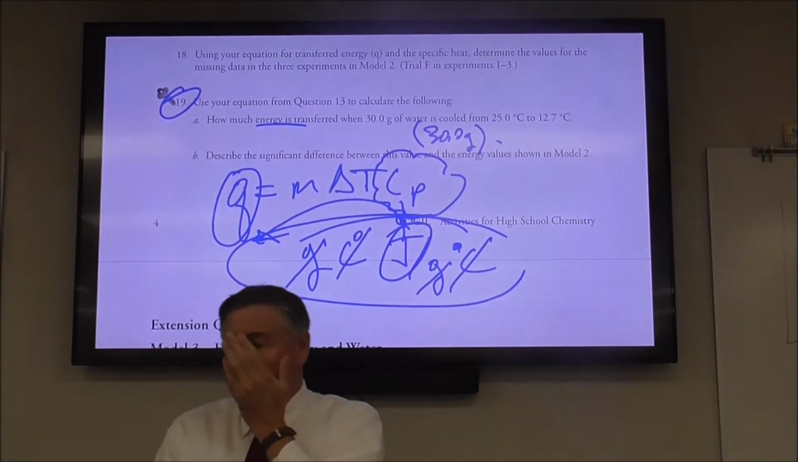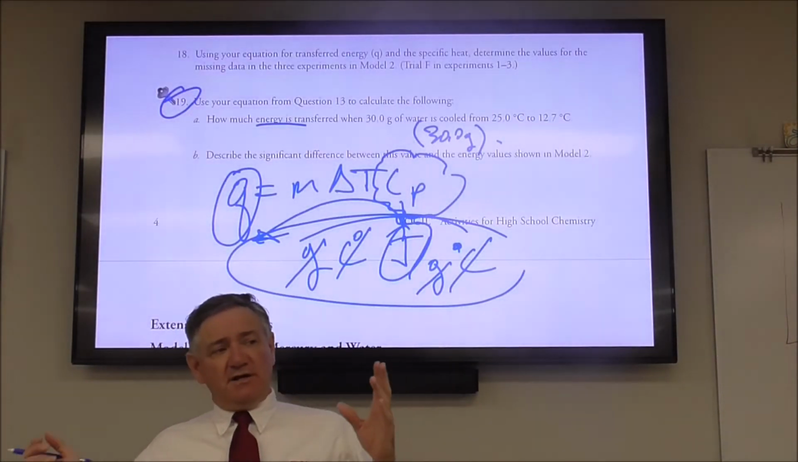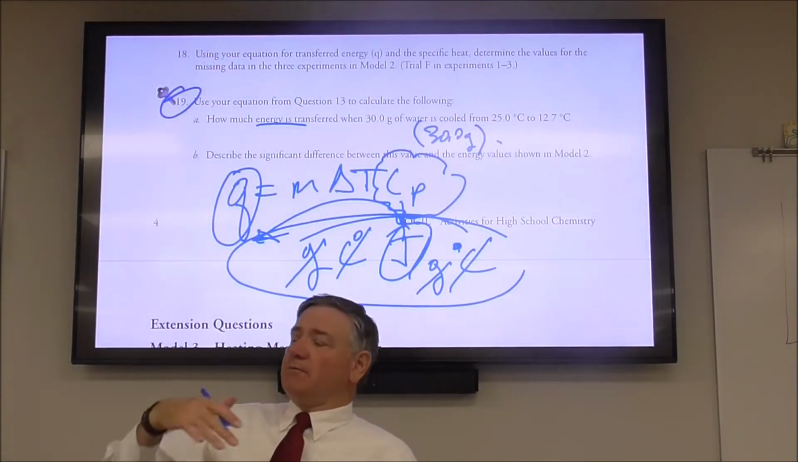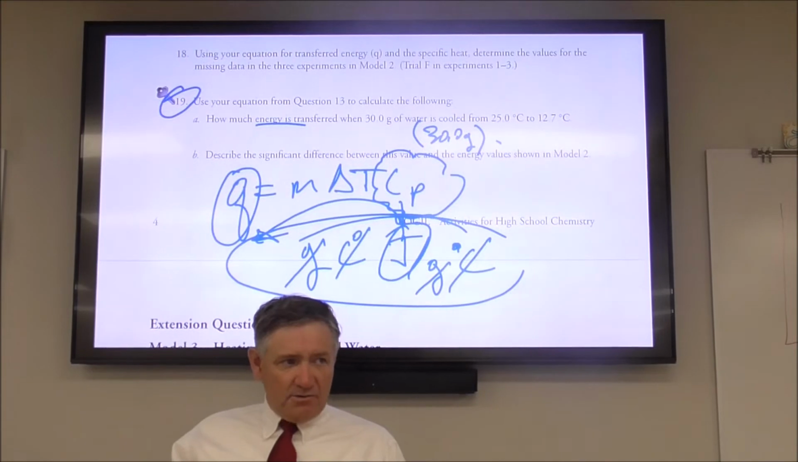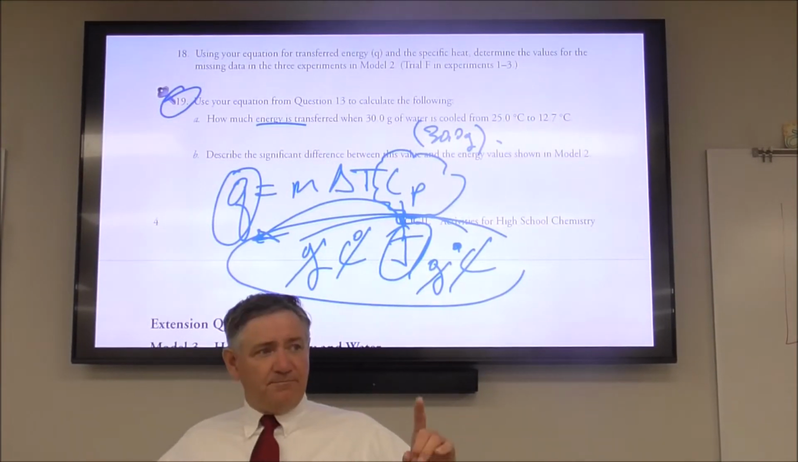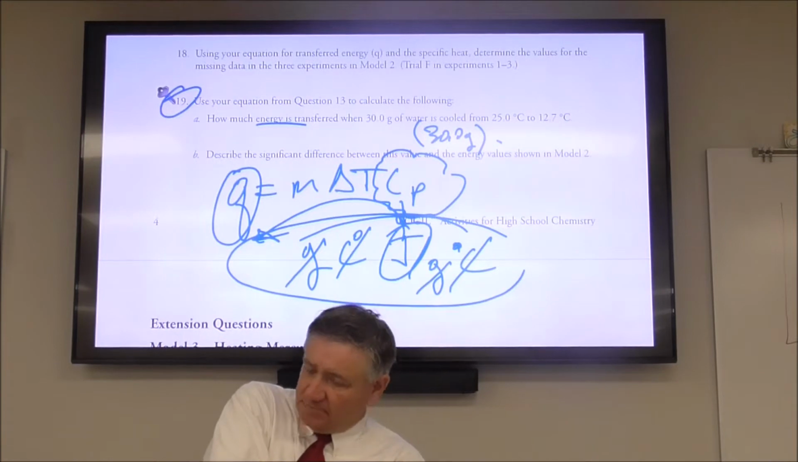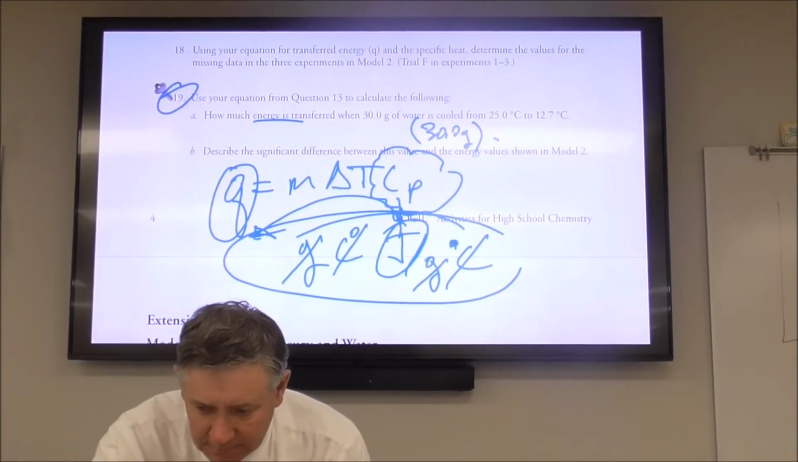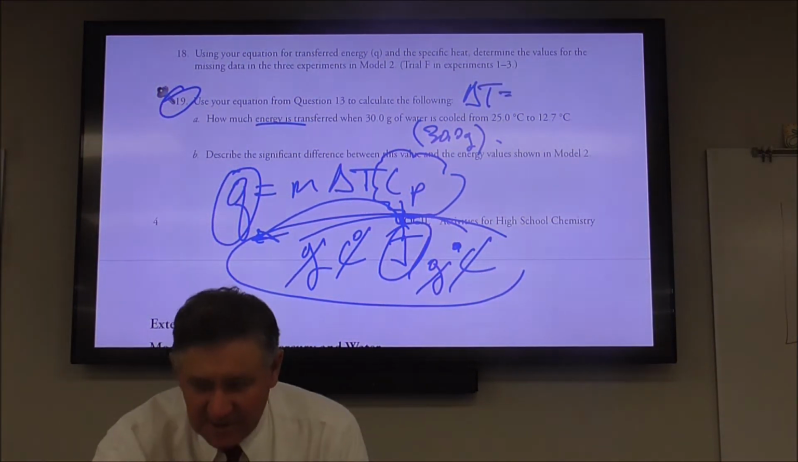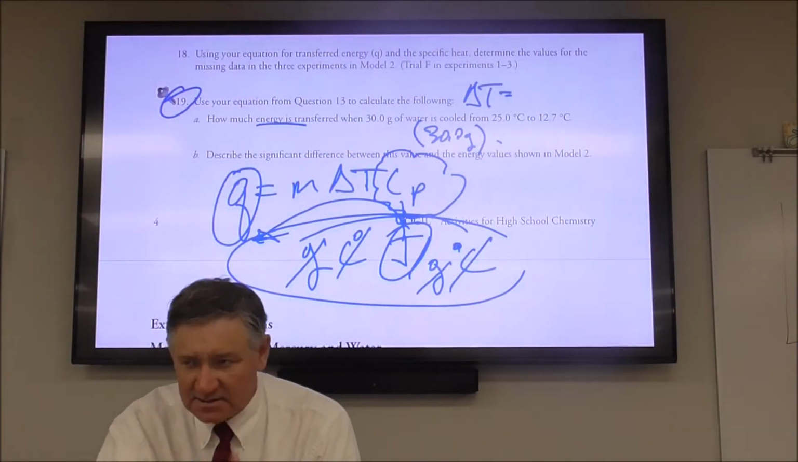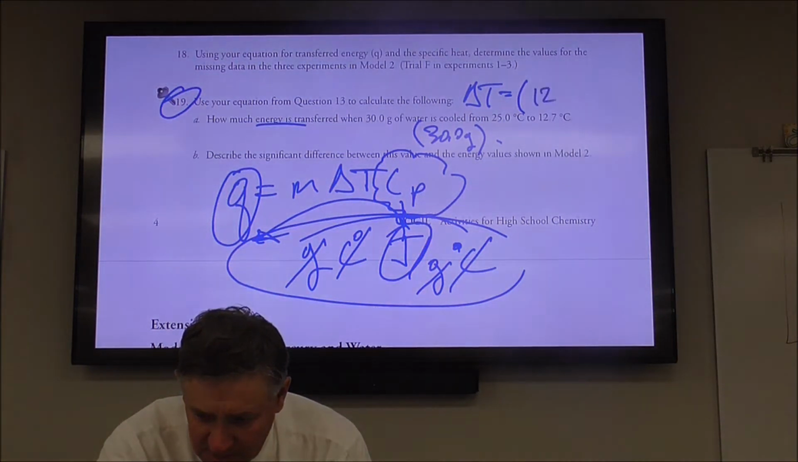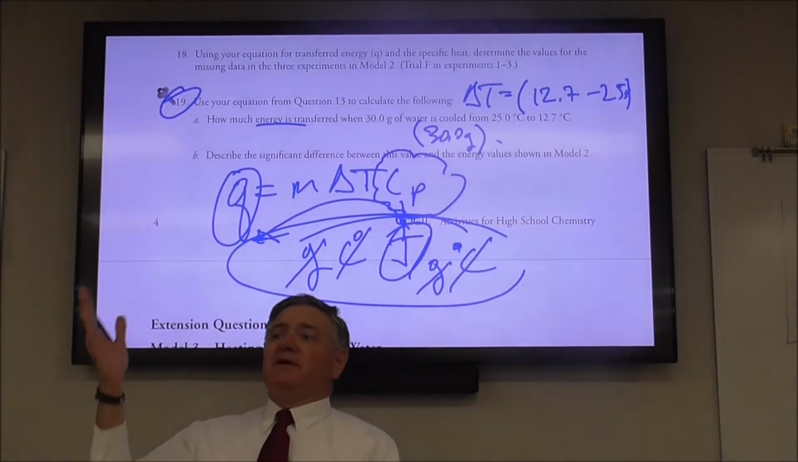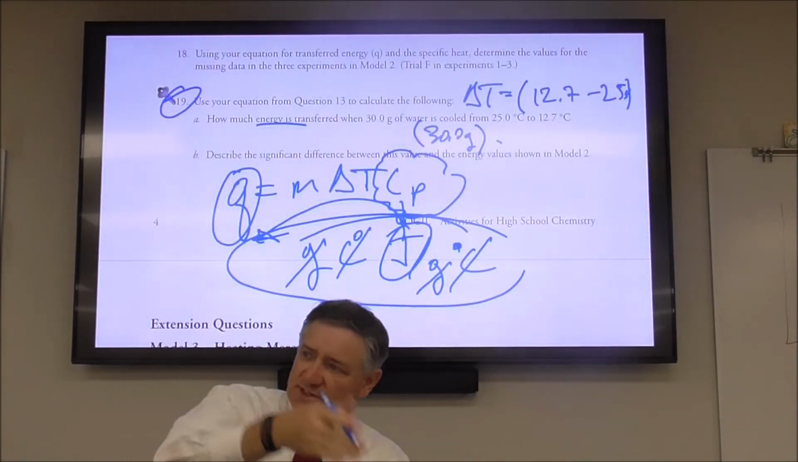Now, here's the difference. In this situation, up to this point, we've always talked about energy being put into a system. How much energy does it take to warm something up? Well, the reverse happens when something cools down. When something cools down, then that energy is going to flow out of the system. So any change in anything in any science class is always final minus initial. So in this situation, the final temperature is going to be 12.7, and then we're going to subtract 25. So that's going to get us a negative change in temperature, okay?